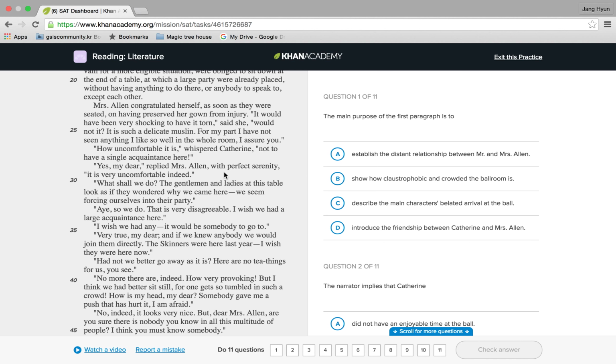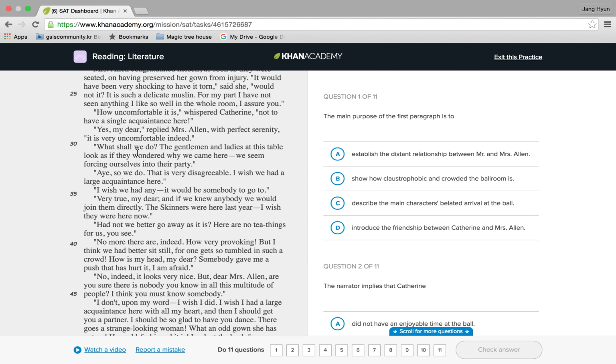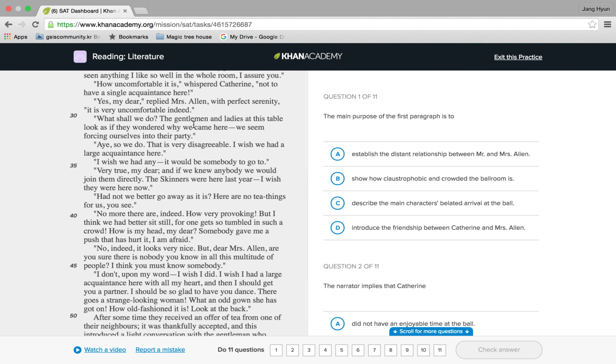Yes, my dear, replied Mrs. Allen with perfect serenity. It's very uncomfortable indeed. What shall we do? The gentlemen and ladies at this table look as if they wondered why we came here. We seem forcing ourselves into their party.